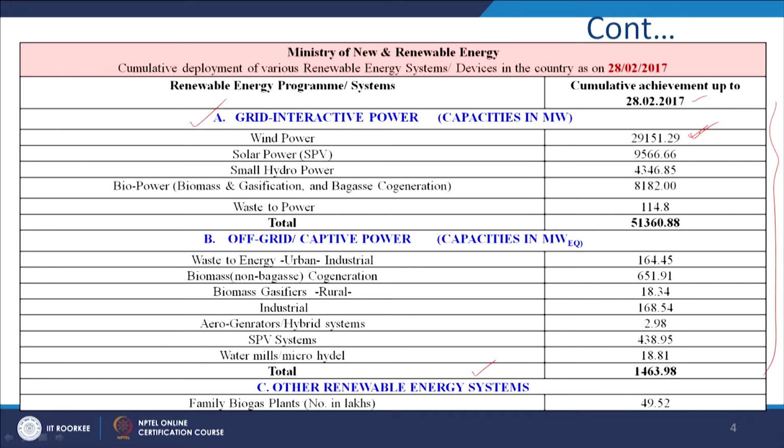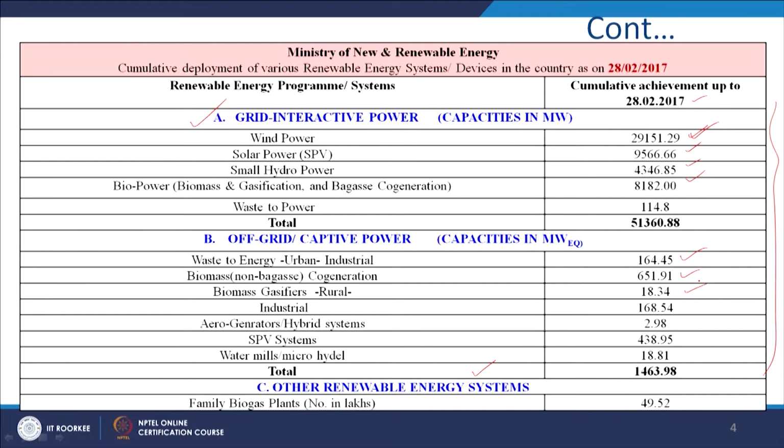If you could see, wind is the largest power generation. As far as India is concerned, wind is the major renewable power source, second is solar, and third is small hydro power plants. If you see the off grid or captive power, here waste to energy urban industrial we have 165.45, and also we have biomass 16651.91, and biomass rural industrial we have 18.34, and so on.